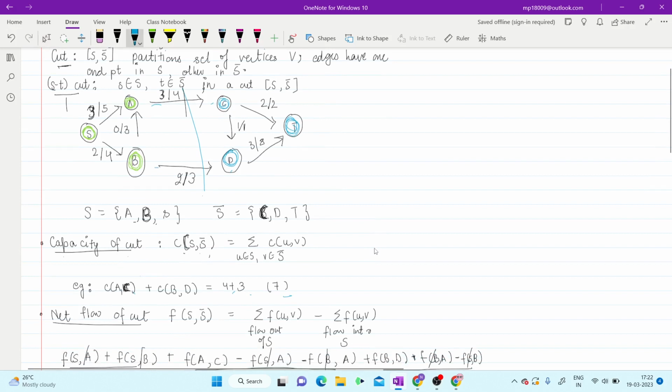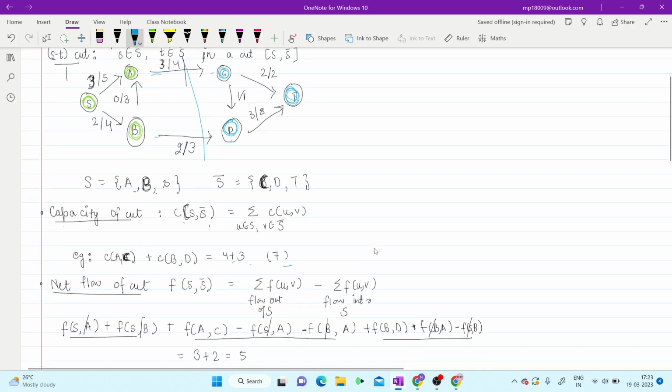And now what is the net flow of the cut? The net flow of the cut is the difference between the flow out of S and the flow into S. First we compute the flow out of S, summing the flow values of all the edges going out of S, and then we subtract the flow values of all those edges coming into S.